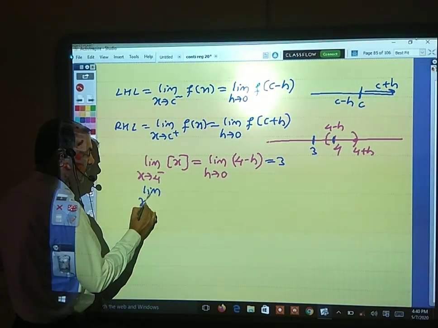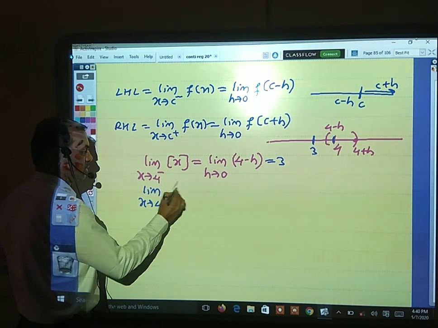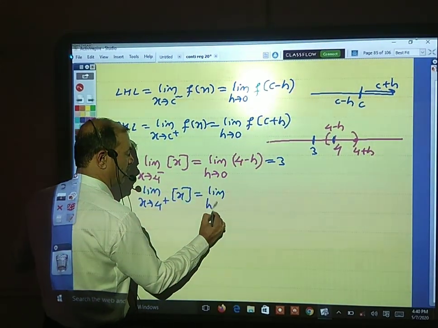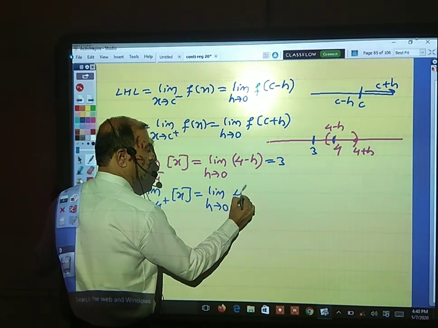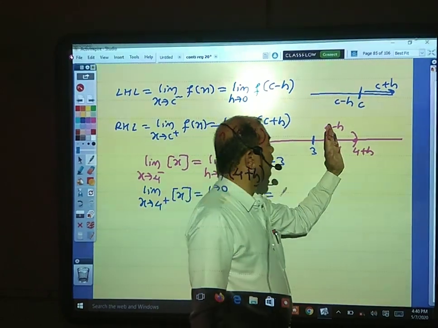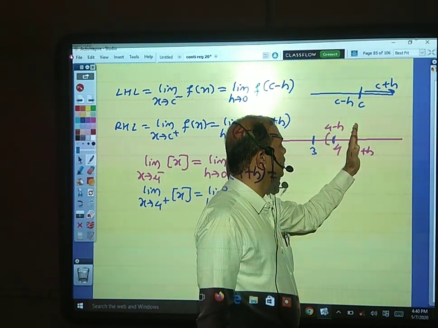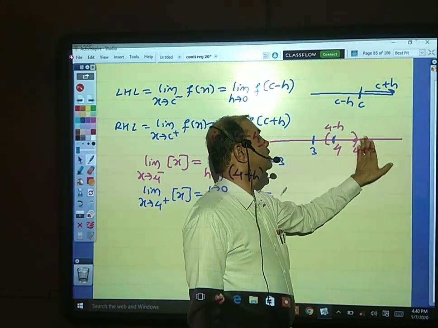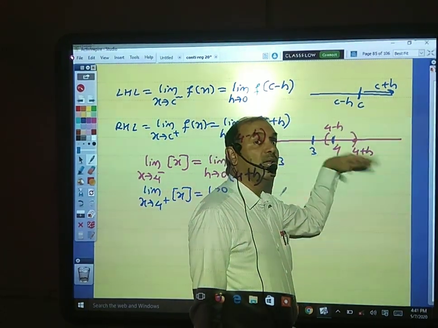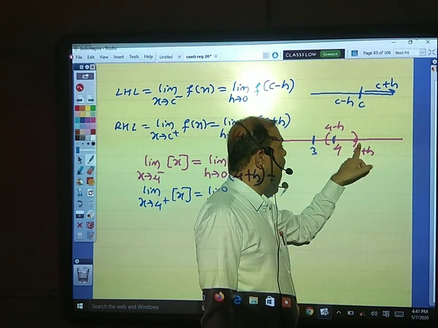Limit x tends to 4 plus, that is limit h tends to 0 of 4 plus h. Look at 4 plus h. 4 plus h is greater than 4. What is the integer which is less than 4 plus h? Greatest integer less than 4 plus h.